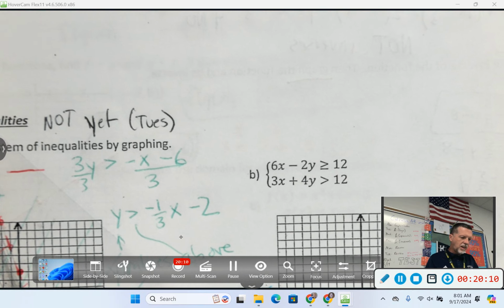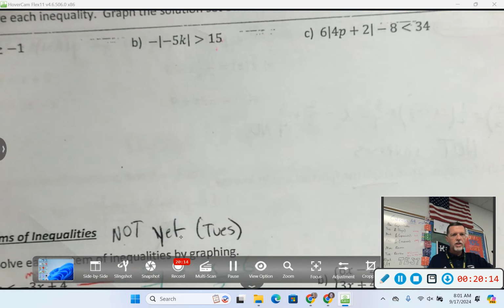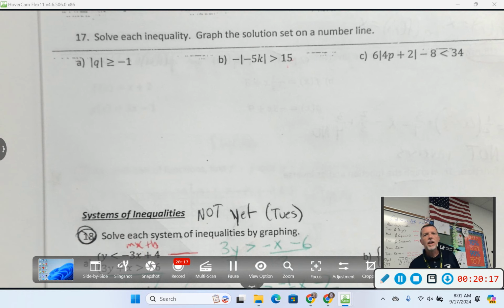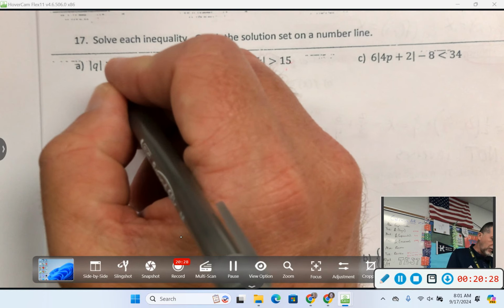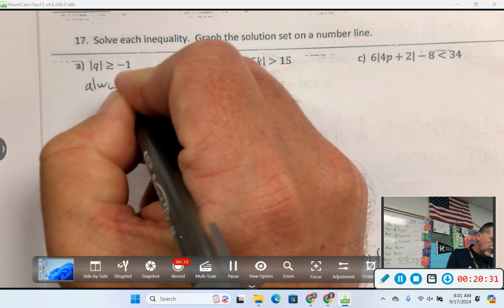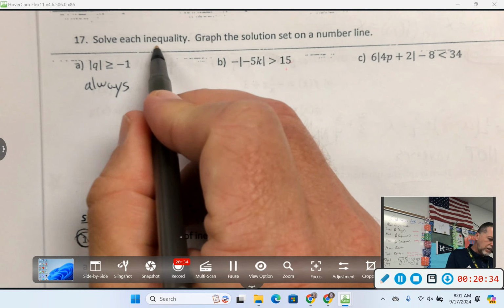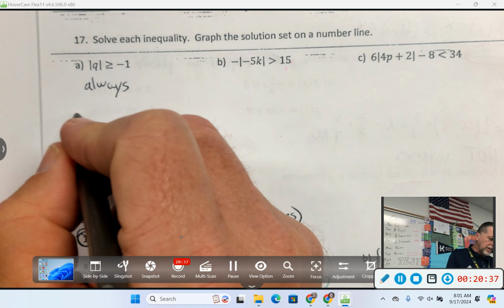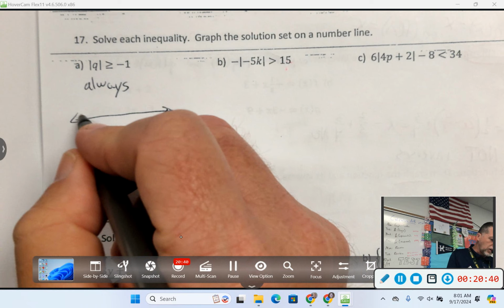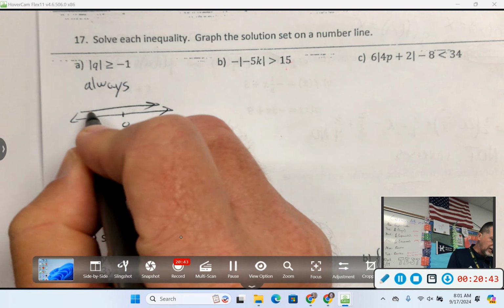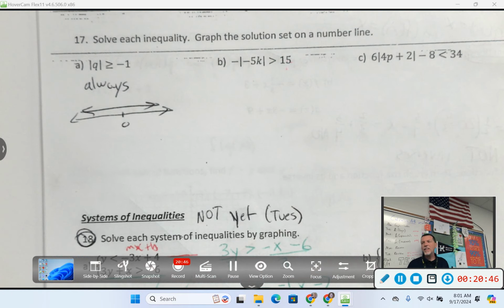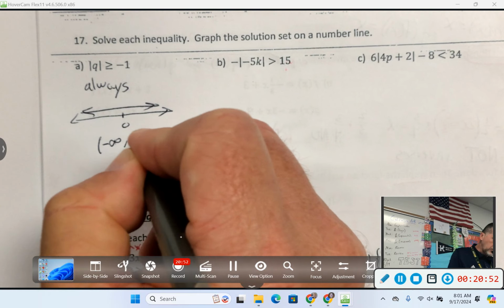All right, 17. You did B and C already, so let's do A and D. Absolute value of Q is greater than -1. Absolute value is greater than -1. Yes, that is true always. Solve each inequality and graph the solution on a number line. Well, that's kind of silly, but if you want me to, it's like one number line on top of the other, because it works for anything. This one didn't specify, but we'll do interval notation.